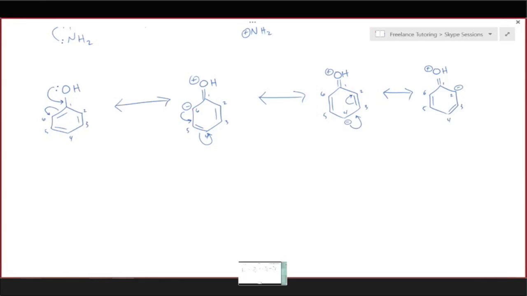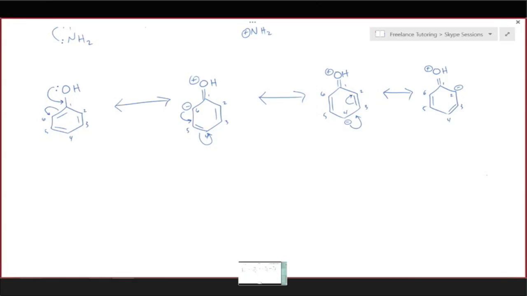Carbons 6, 4, or 2. Good. And what role would they play? Nucleophile. Excellent. Very good. So notice how powerful this technique is. Not only is the benzene more or less nucleophilic than it would be without the OH? It's more nucleophilic with the OH.